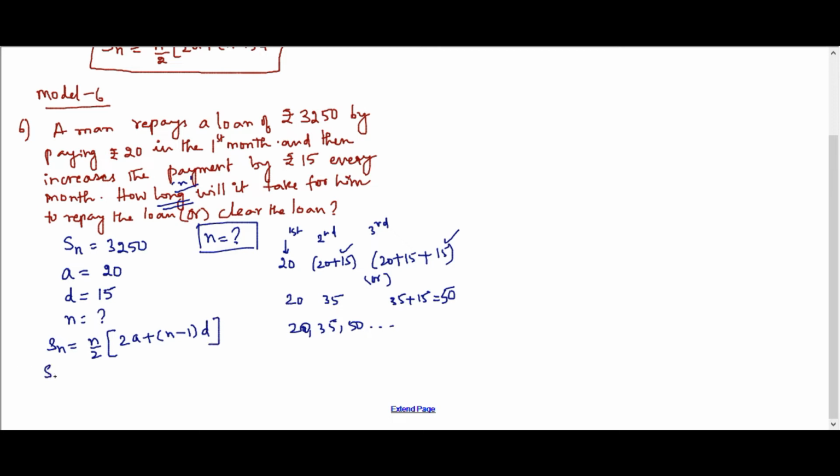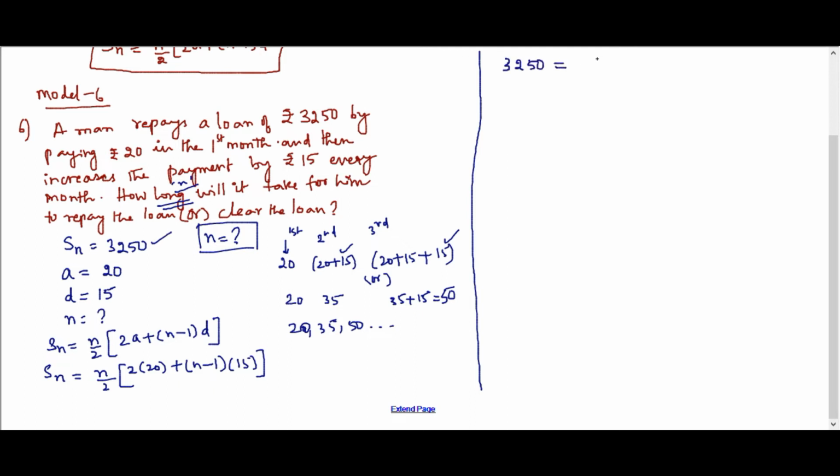So Sn equals, we don't know n so we can't substitute it, n by 2 times 2 times 20 plus n minus 1 into 15. Start solving and then you will get, I'm writing here, Sn is how much? It should be 3250. So I'll replace that. 3250 equals n by 2 bracket 2 times 20 is 40 plus, I can write 15 in the front and n minus 1 in the back.